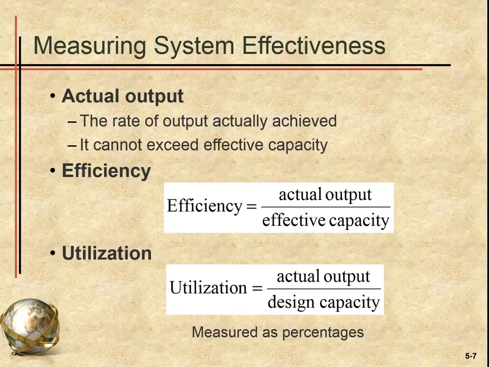Now, the other measure for system effectiveness is utilization. And utilization is a factor of the design capacity. How much of the design capacity that the engineers and the designers of the machine came up with am I utilizing? So I take the actual output, let's say it's 900 like our previous example, and I divide it by design capacity. Let's say my design capacity for the sake of this is 1,200, and I divide, let me use my calculator, 900 divided by 1,200 units gives me a 75% utilization.